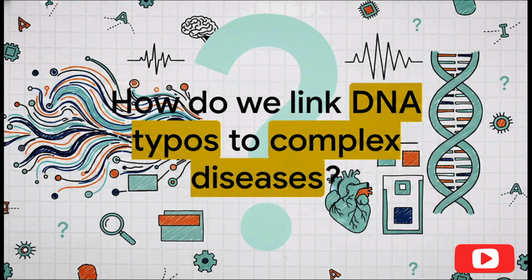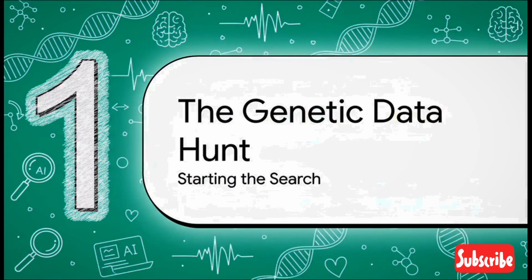Okay, so that really is the $1 million question. We've got this massive book of life, our genome, and a tiny little change in one letter could be linked to something like glaucoma or a heart condition. But how in the world do you find that one specific needle in a 3 billion letter haystack? All right, let's get into it.